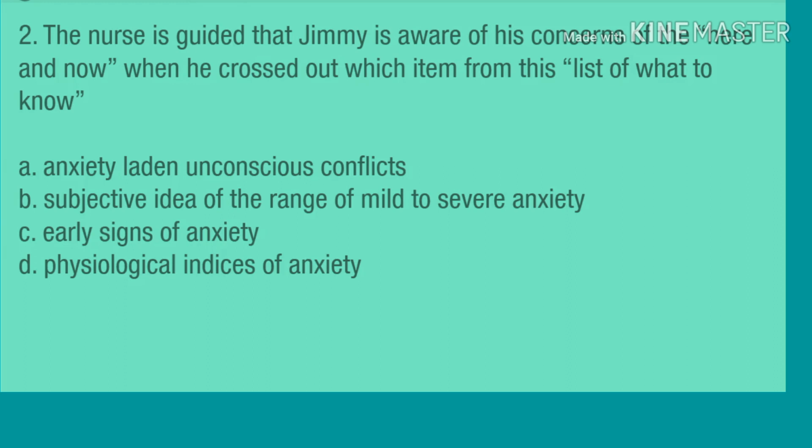Question 2. The nurse is guided that Jimmy is aware of his concerns of the here and now when he crossed out which item from this list of what to know. A. Anxiety-laden unconscious conflicts. B. Subjective idea of the range of mild to severe anxiety. C. Early signs of anxiety. D. Physiological indices of anxiety. Answer: C.